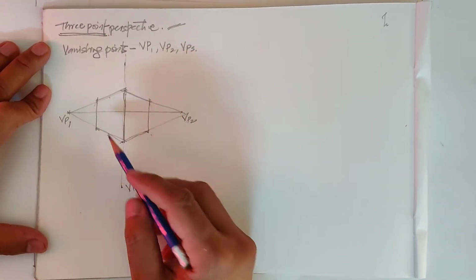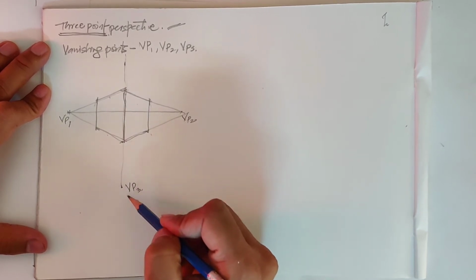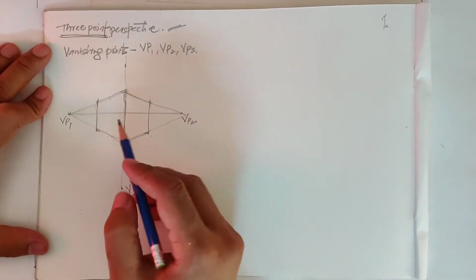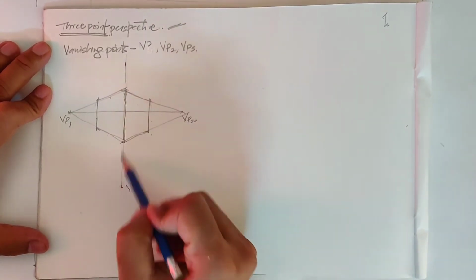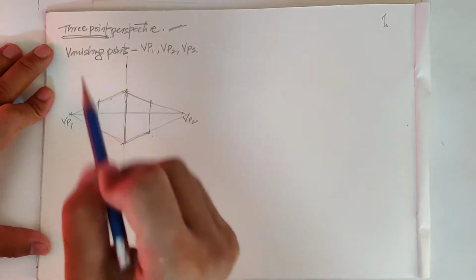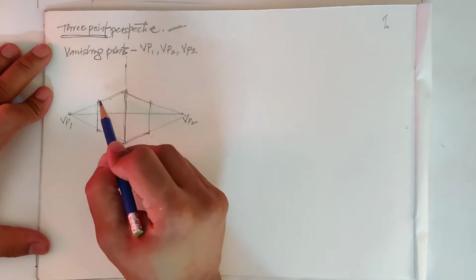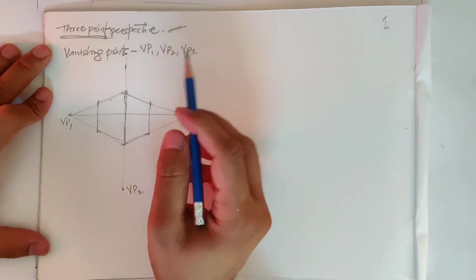So let's see what will happen when we add the vanishing point below the object. What we have to do is vanish these vertical heights. The center will remain vertical because it lies on the center line. So we have to vanish these two sides.